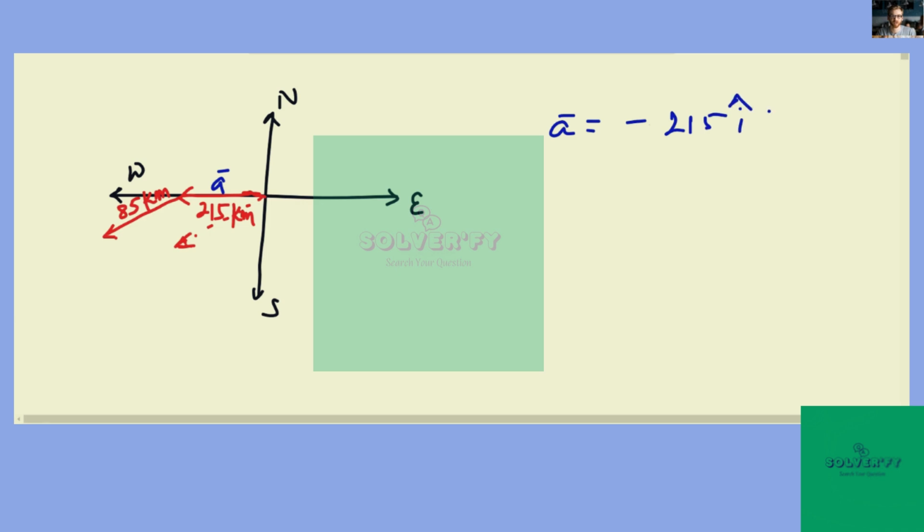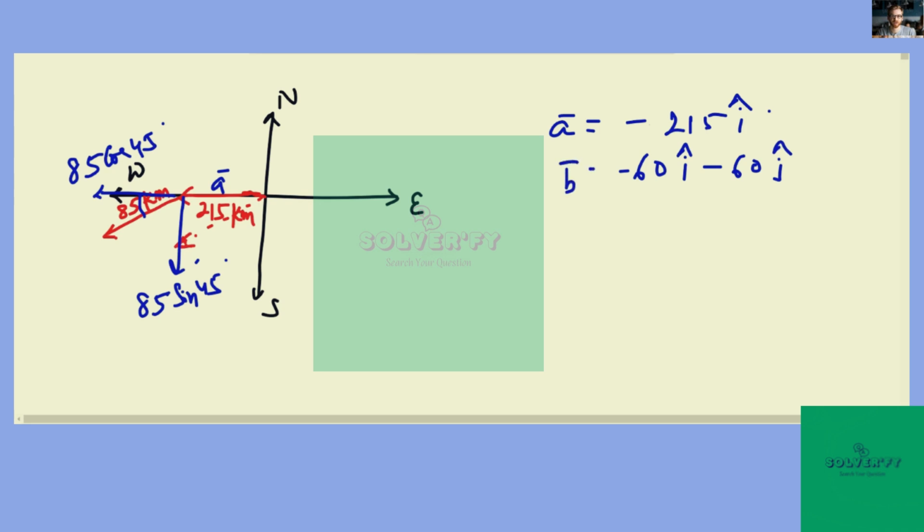And then further we need to break down this 85 kilometer vector along the x and the y direction. So along the x direction, we will see the component is 85 cos 45 degrees, and along the negative y direction, it would be 85 sin 45 degrees. So when we figure out the value of each one of them, we get the components as approximately minus 60 i cap minus 60 j cap for the B vector, representing the motion after going through the west direction.